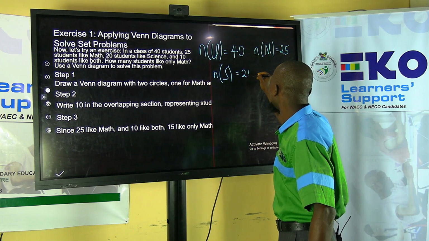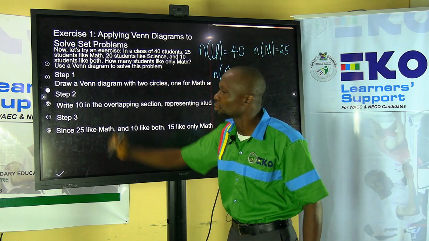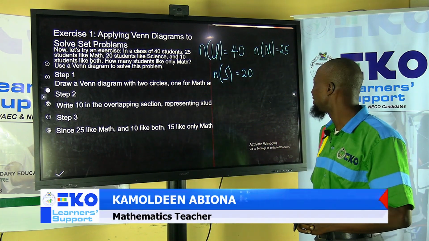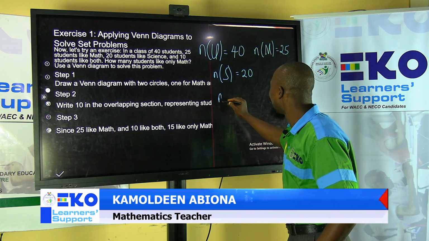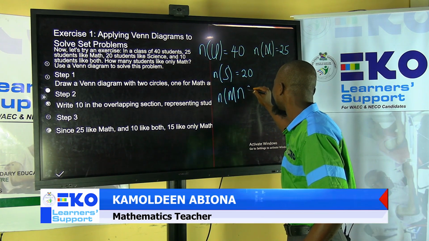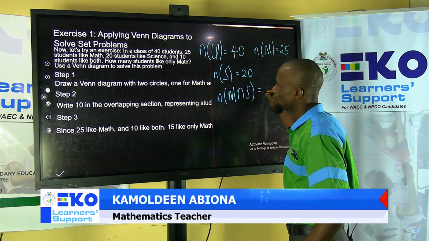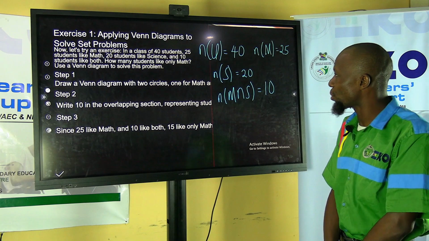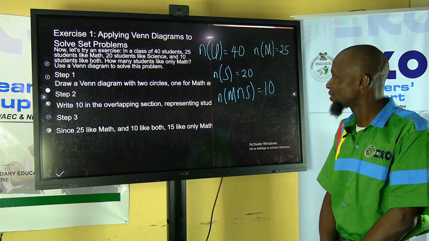Then students that offer both subjects. How do you represent that in set? So number of M intersection S. And that is 10. Okay, so how do you represent that in a Venn diagram?